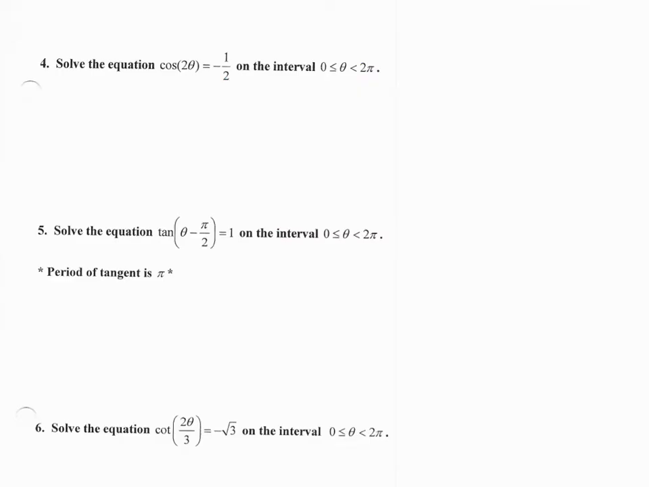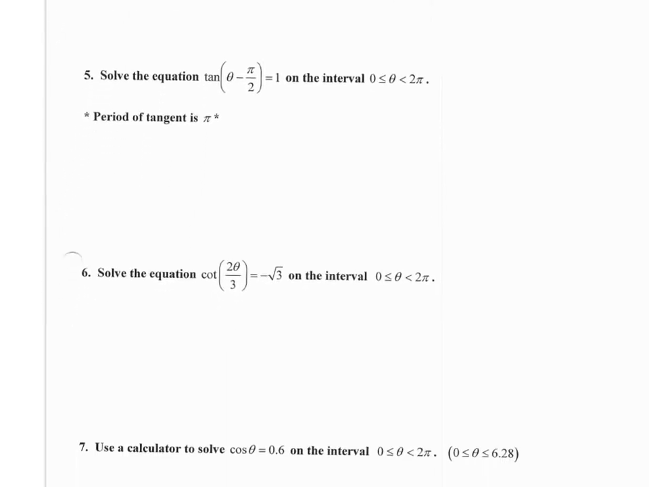I want you guys to try number 4. It's very similar, but this time it's cosine, and it's a -1/2. So solve for your theta first, then make it 2 theta, and add your 2k pi on. See what you can do.